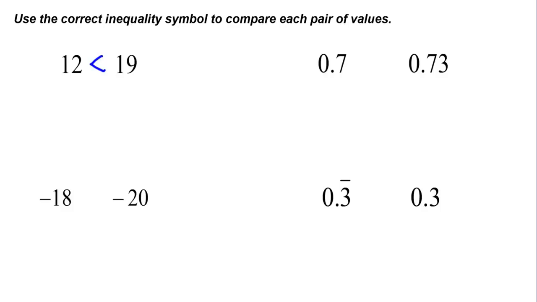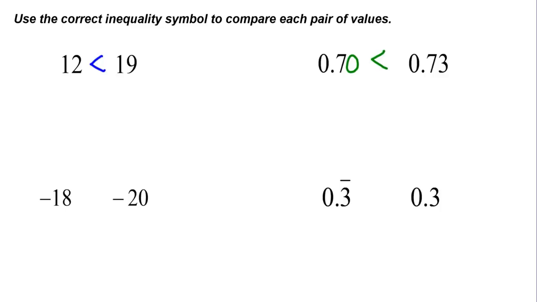Next, we have 7/10 and 73/100. When it comes to decimal values, we get a lot of confusion sometimes, but when you're comparing decimal values, make sure you have the same number of place values. So here we both have out to the hundredths place, and now we can compare 70/100 and 73/100. Well, 70/100 is less than 73/100, so we put the less than symbol in there.